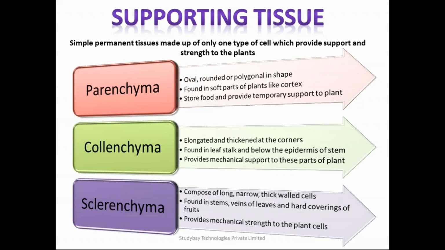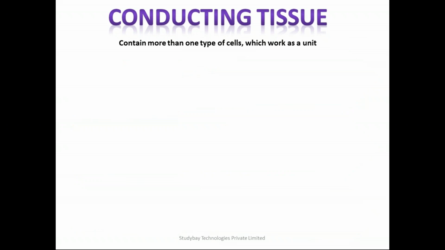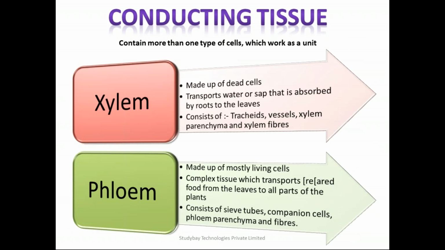Okay. Moving ahead, we have conductive tissue or conducting tissue. It contains more than one type of cell which work as a unit. And these two tissues are xylem and phloem. Xylem is made up of dead cells. It transports water or sap that is absorbed by roots to the leaves, and it consists of tracheae, vessels, xylem parenchyma, and xylem fiber.